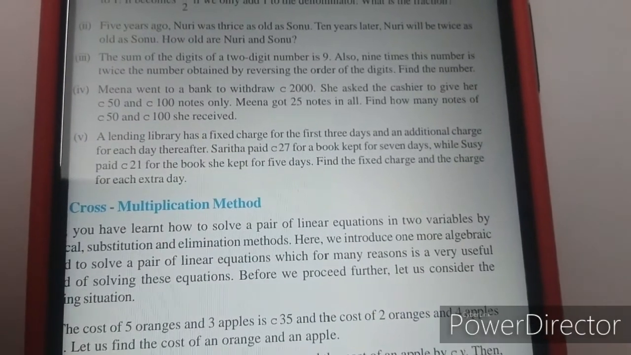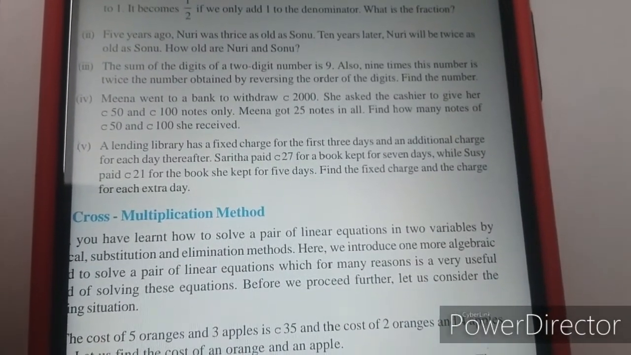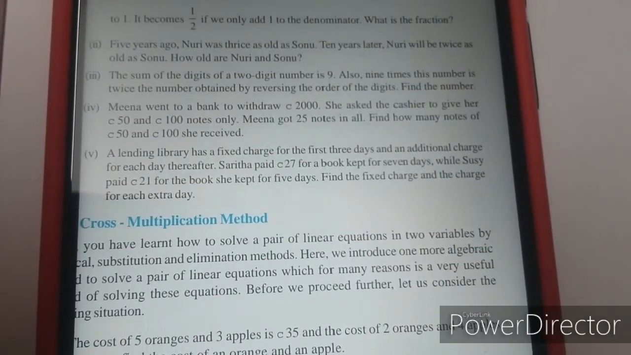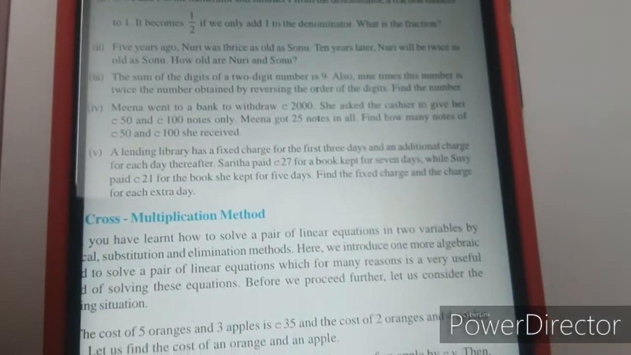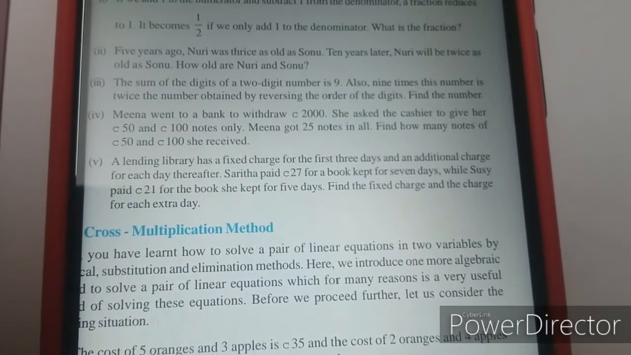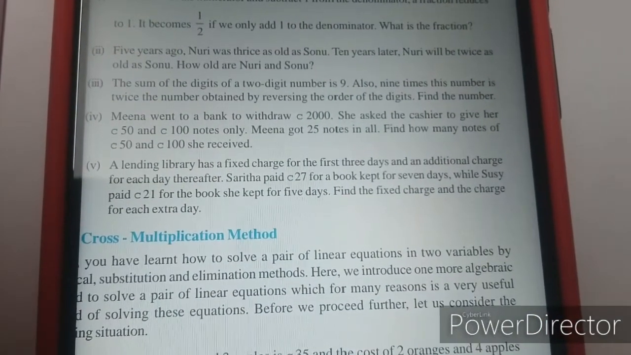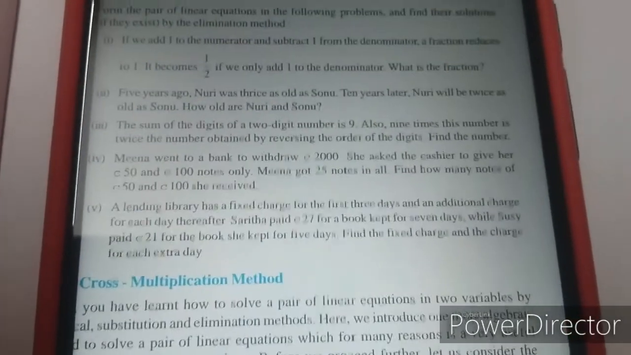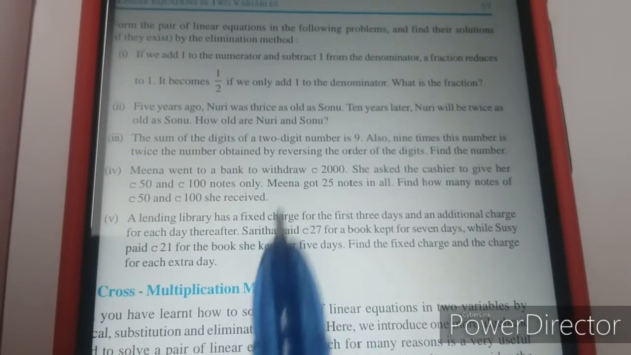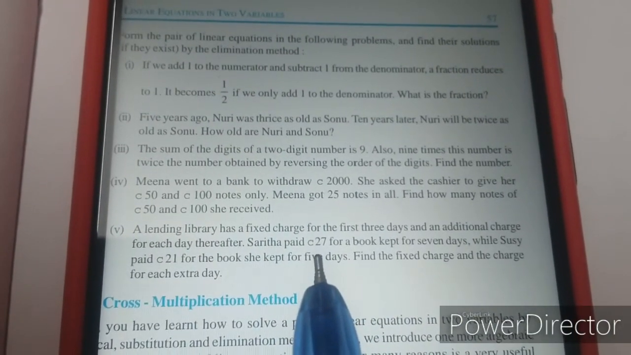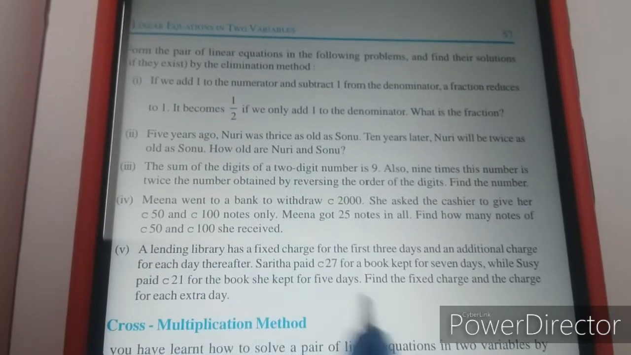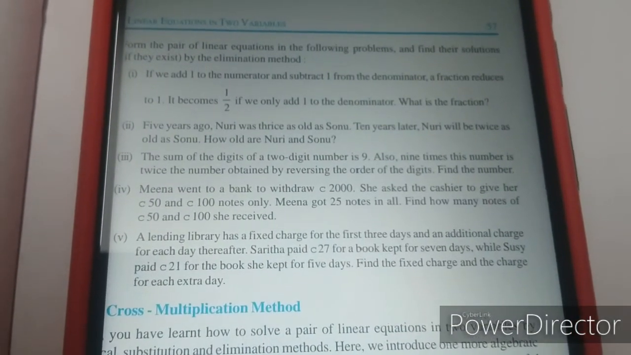A lending library has a fixed charge for the first 3 days and an additional charge for each day thereafter. Sarita paid 27 rupees for a book kept for 7 days. This rupee symbol is not printed properly in this, so children understand that it is a rupee symbol here, and also in the previous question. Okay, Sarita paid 27 rupees for a book kept for 7 days.